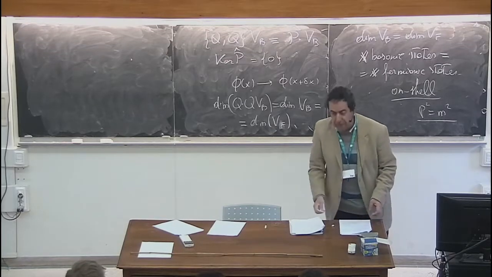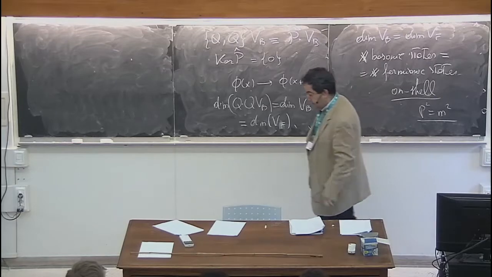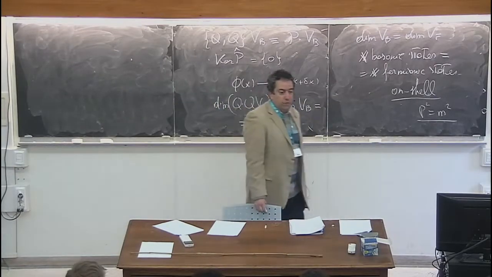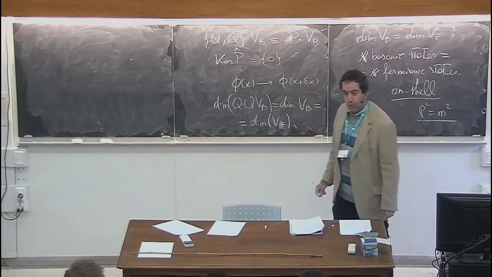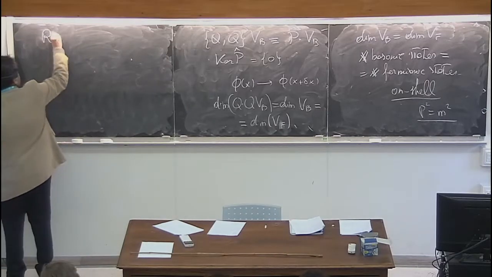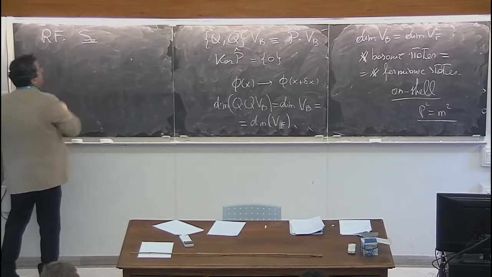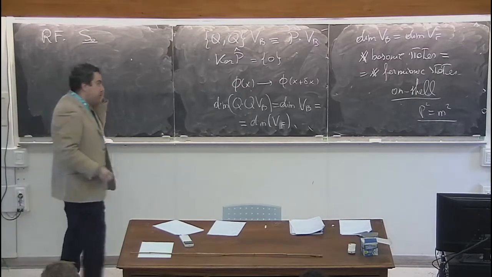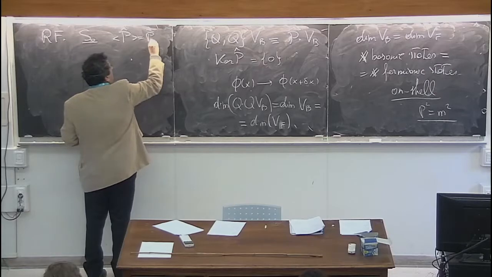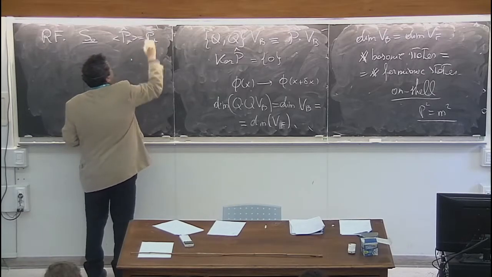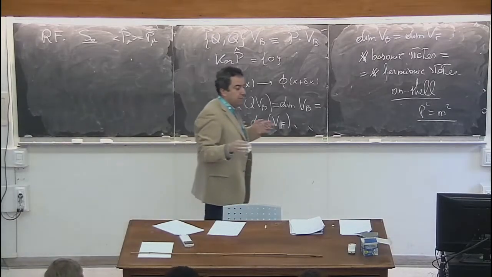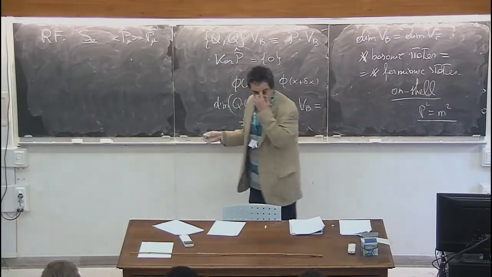How do we construct representations of the super Poincaré algebra? Just as we do for the Poincaré group. We go to a particular reference frame, S naught, in which the momentum P is simplest, has the largest number of components vanishing.